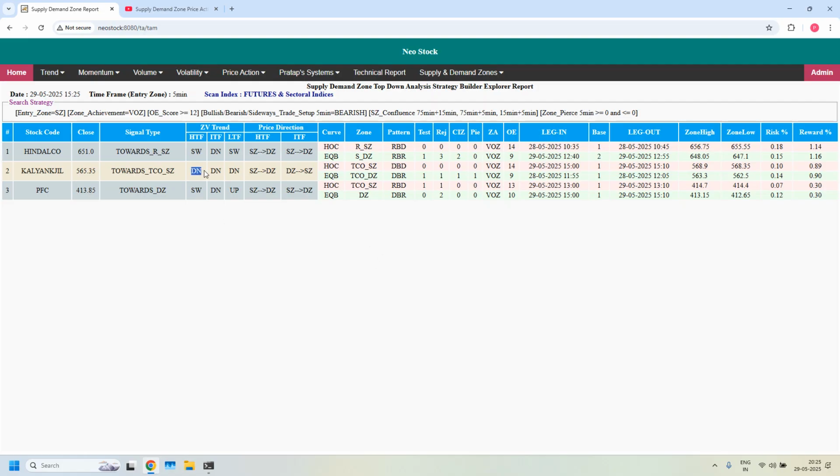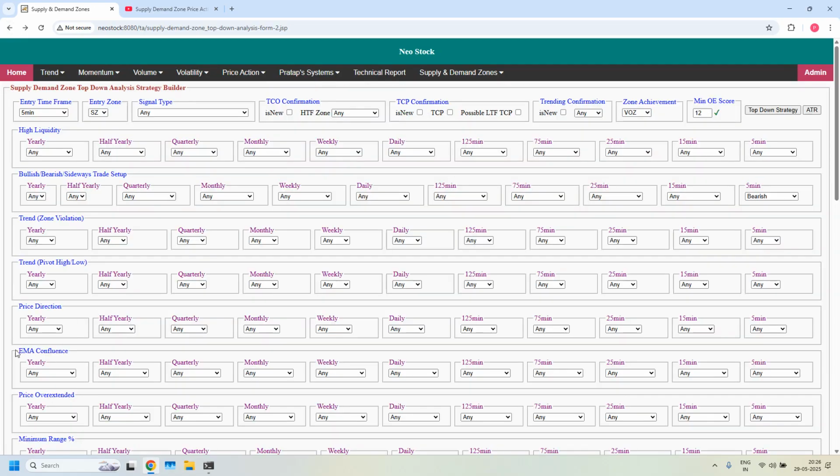But the 75 minutes trend is a downtrend in only one stock. Sideways you have to ignore. Let's check if this 75 minute supply zone has daily EMA confluence. At the 75 minute supply zone, I am checking whether it has daily EMA confluence or not. At the same time, the trend on this 75 minutes time frame should not be sideways. It should be downtrend because it is a bearish trade setup.